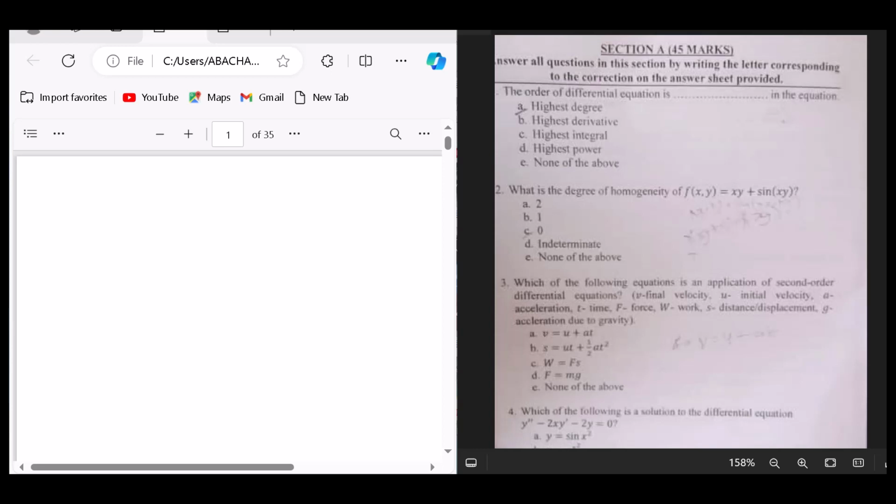In today's tutorial, we are going to look at some questions in ordinary differential equations, written in short as ODEs.